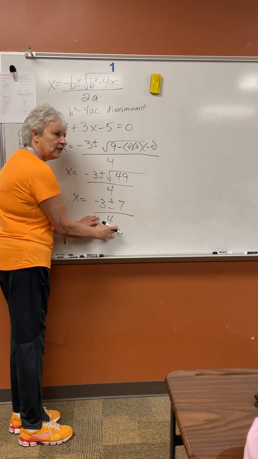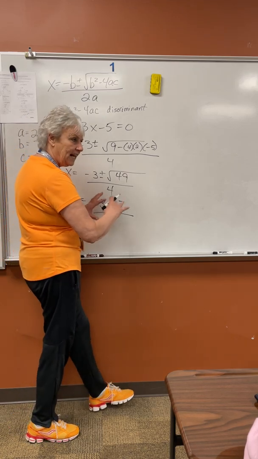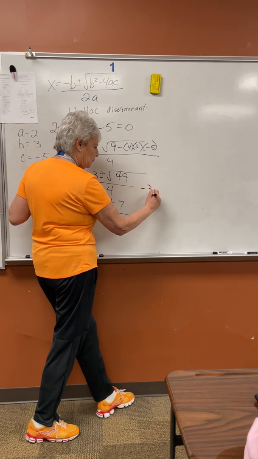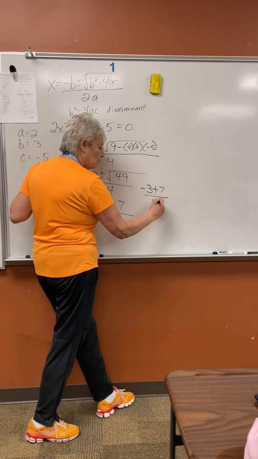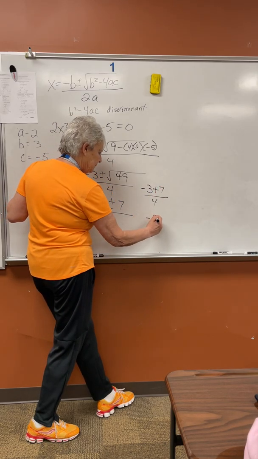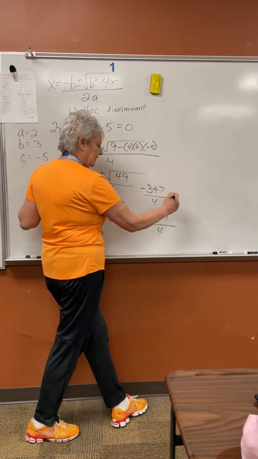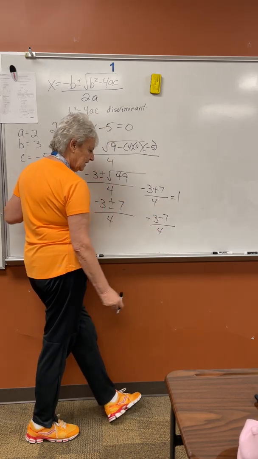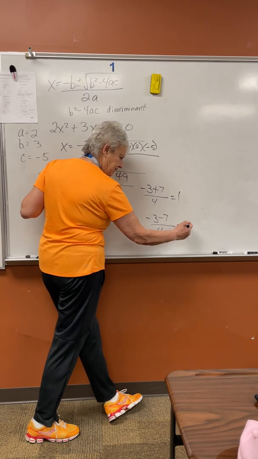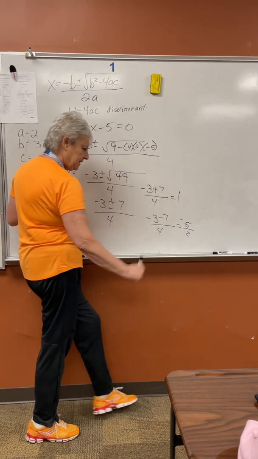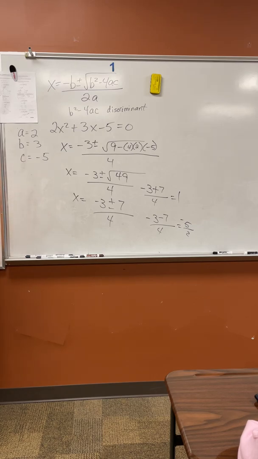This is not a final answer. You take it and you split it into negative 3 plus 7 over 4, negative 3 minus 7 over 4. That's 1, negative 5/2. That's how you use the quadratic formula.